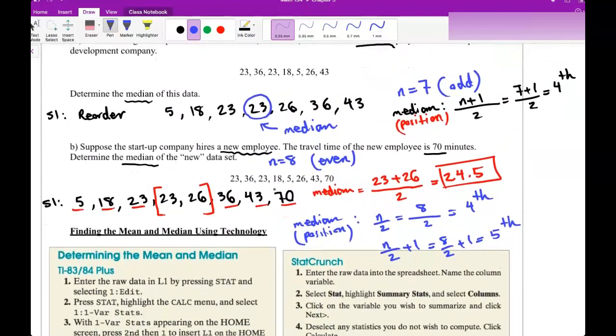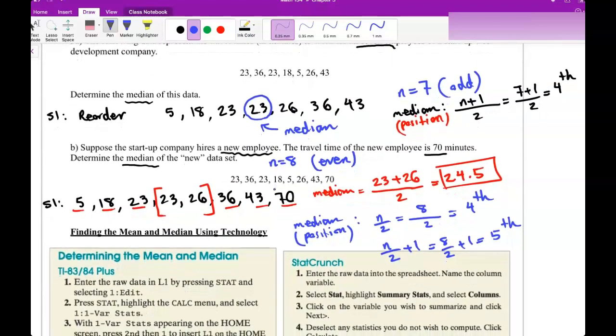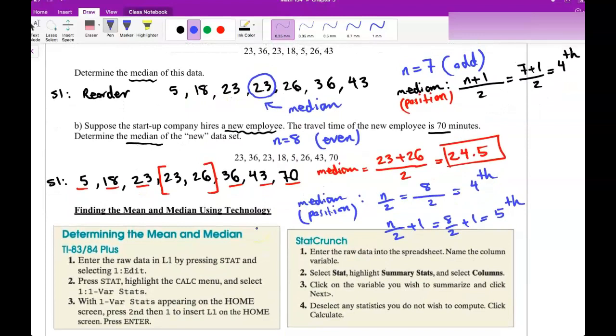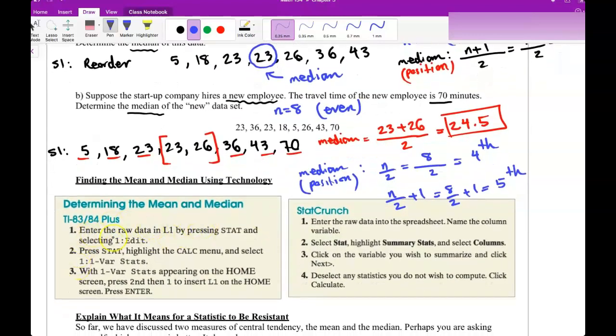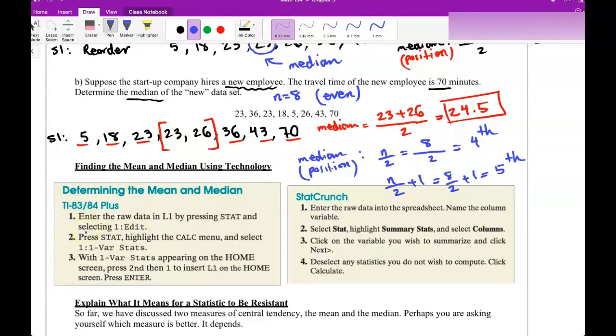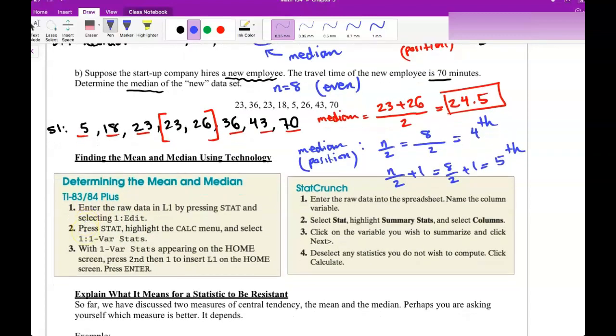Okay, so we got the median for each one using this method, without using a calculator, without using StatCrunch. Now let's use the TI-83 or 84 Plus. These are the steps.